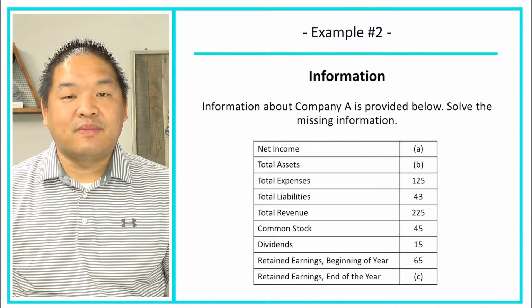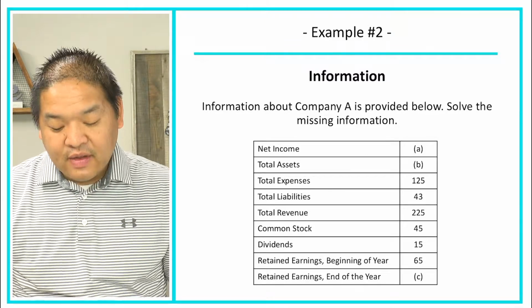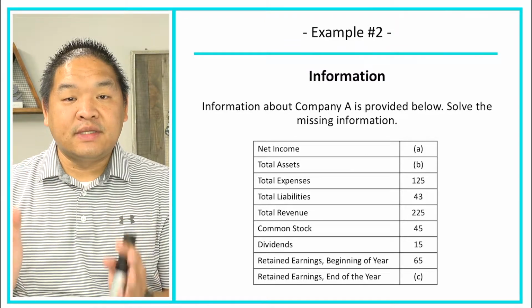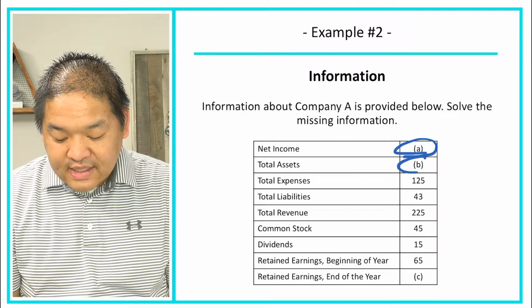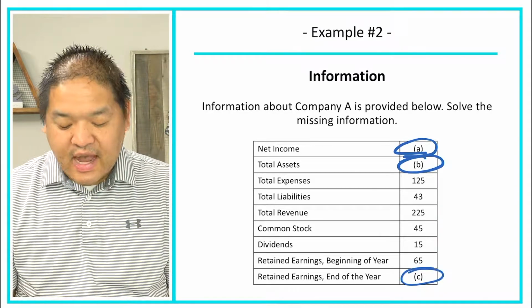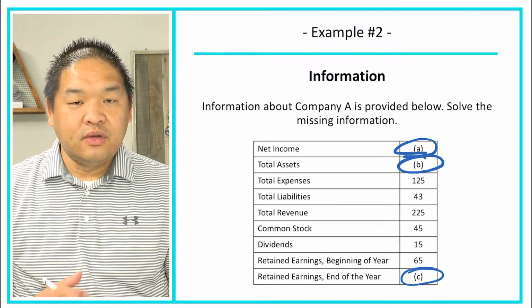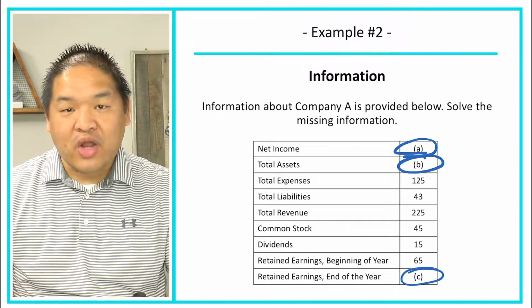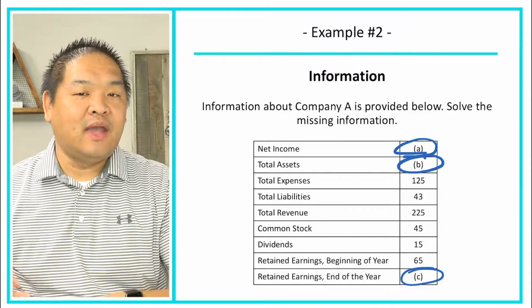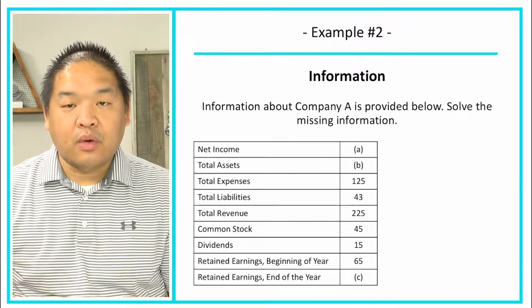Information that's given to us about company A is provided below, and it wants us to solve the missing information. So here, the missing information is the net income, the total assets, and the retained earnings at the end. Everything else is given to us. So now we have to utilize all the other information that's here to backtrack or forward track to get to the A, B, and C. So let's go ahead and move the screen here to give us a little bit more room.